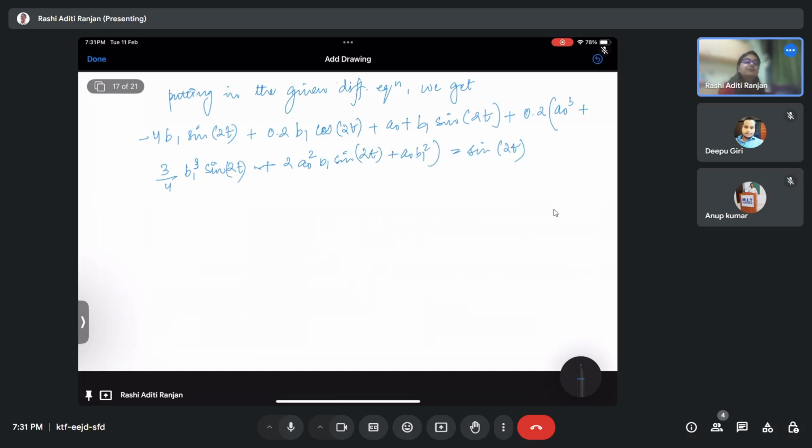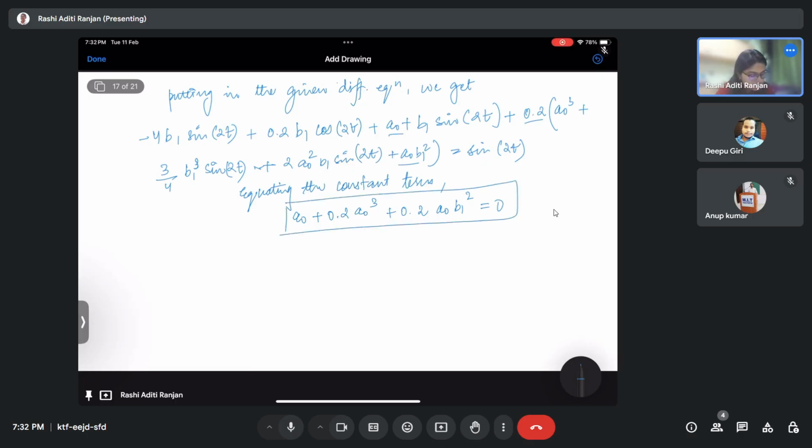Now what will we do? By the harmonic balance method, we will first equate the constant terms. What are we going to get? So the constant term, we have a naught, and we have 0.2 a naught cube, plus 0.2 a naught b1 square is equal to 0. Okay, this is my first expression.